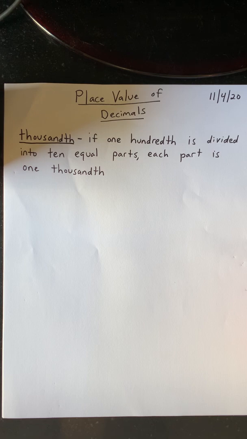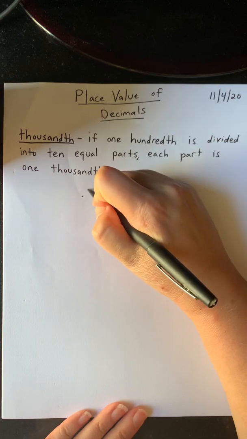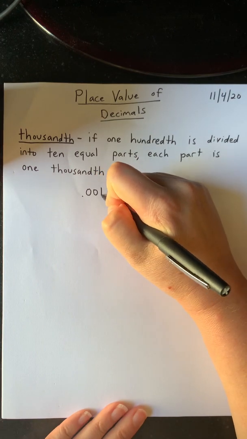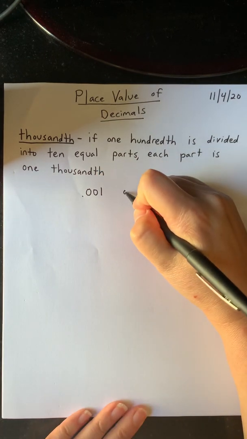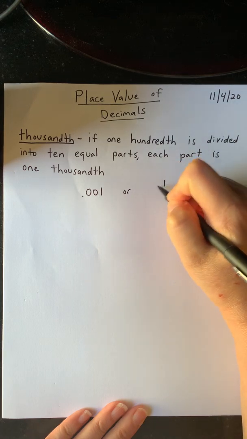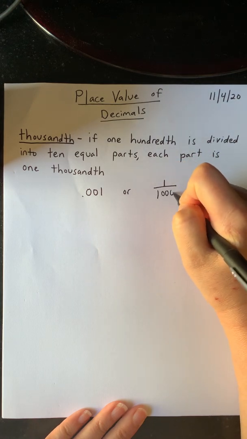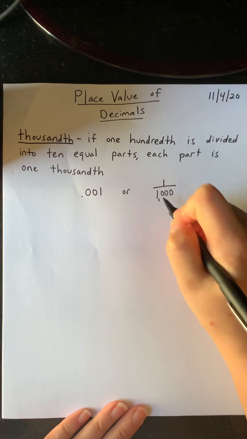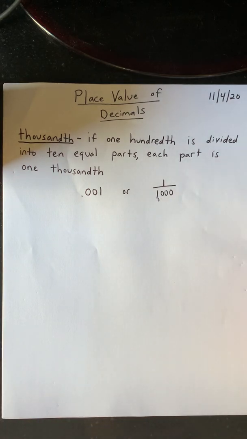If 1/100th is divided into 10 equal parts, each part is 1/1000th. That can be written as a decimal like this, decimal 001, or as a fraction like this, 1/1000. Go ahead and pause the video if you need to so that you can catch up with your notes. And when you're ready, you can unpause.